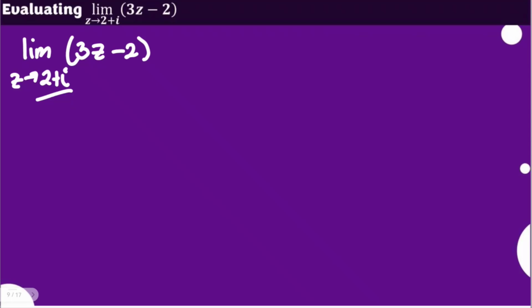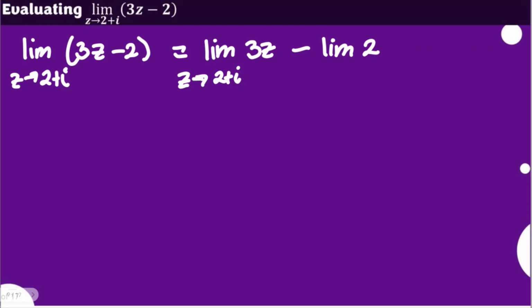So what we could do here, allow me to use first the limit theorem. Of course, we have the limit theorem for the difference. You have here a difference of two terms. You have here the limit of 3z as z approaches 2 plus i, and you have here minus the limit of 2 as z approaches 2 plus i.